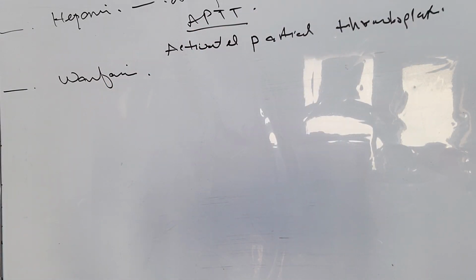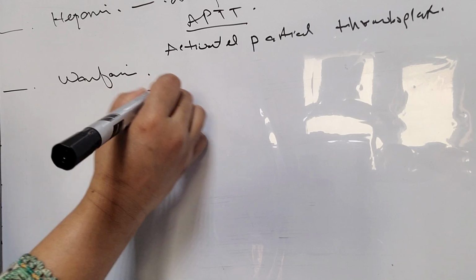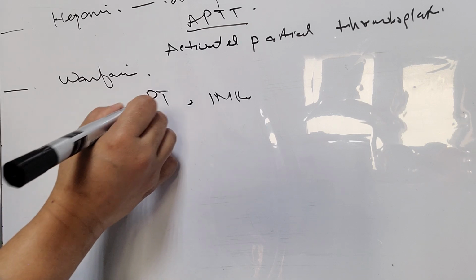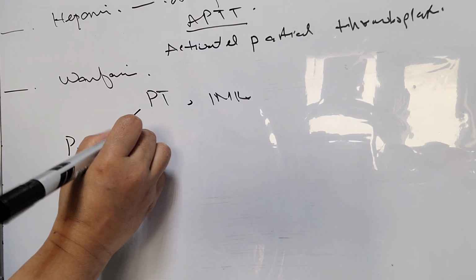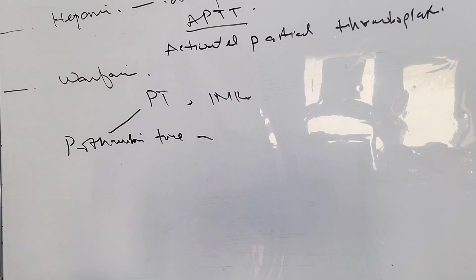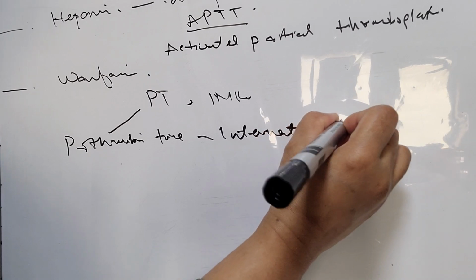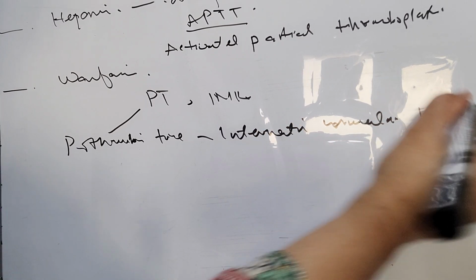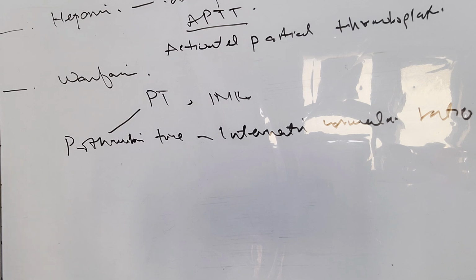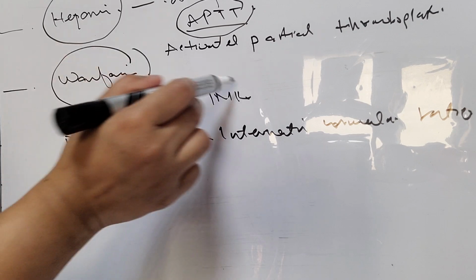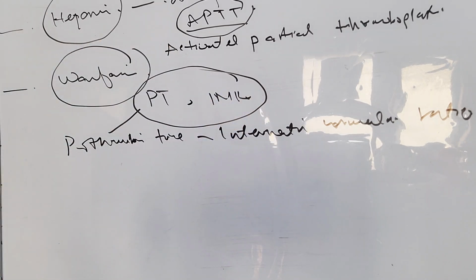For warfarin, we are checking PT and INR. What is PT? Prothrombin time, and the INR, international normalized ratio. This is very important in the exam. This is an exam tip: for heparin, we are checking APTT. For warfarin, we are checking PT and INR during medication.